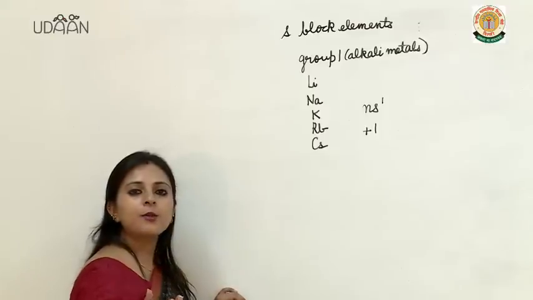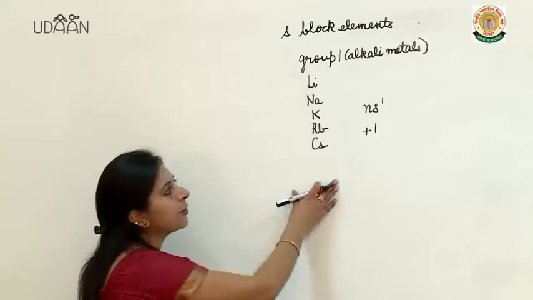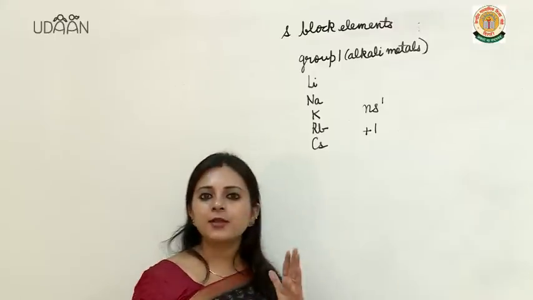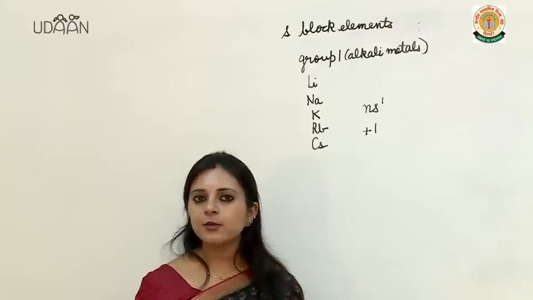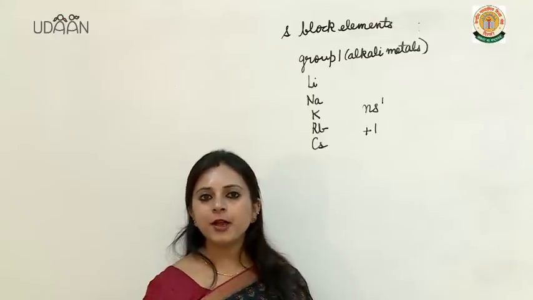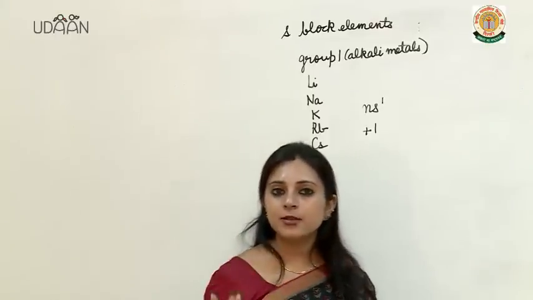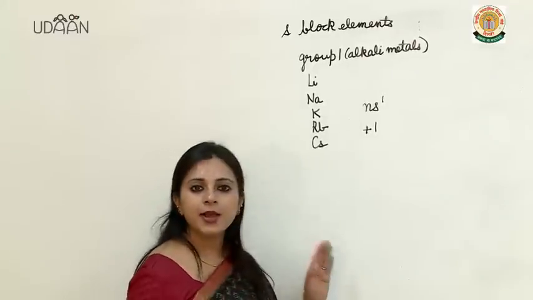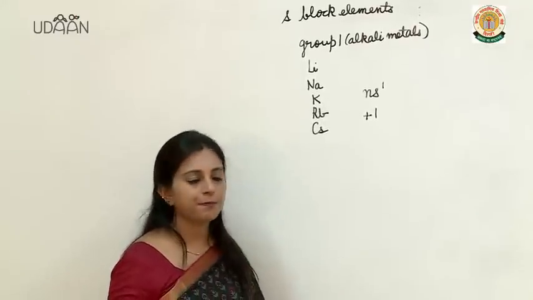Now what about the atomic radius? As we move down the group, atomic radius will increase. Group 1 is the first group of the periodic table, and as we move from left to right, effective nuclear charge increases, so size decreases. Alkali metals have the biggest size in the periodic table.